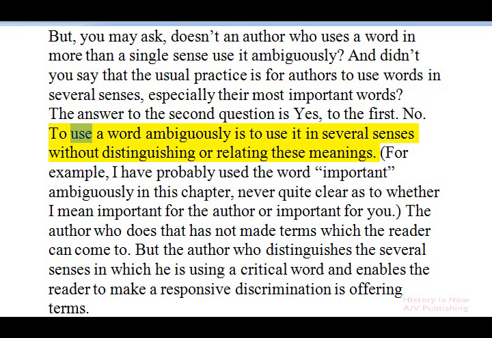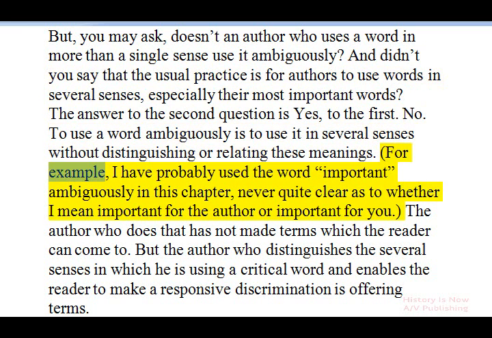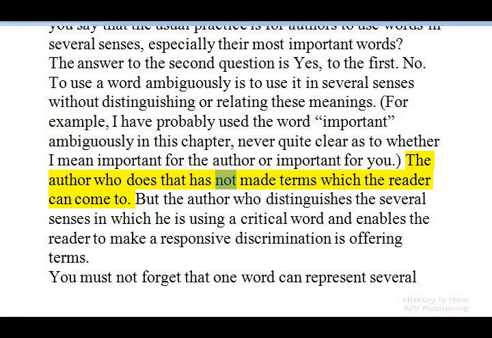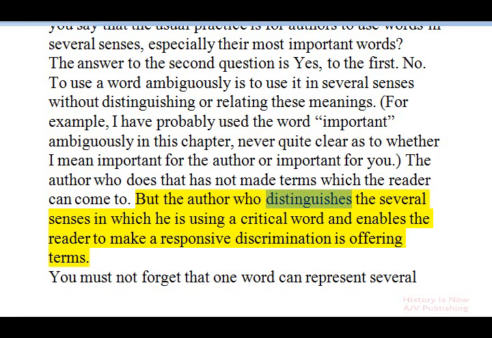no. To use a word ambiguously is to use it in several senses without distinguishing or relating these meanings. For example, I have probably used the word important ambiguously in this chapter, never quite clear as to whether I mean important for the author or important for you. The author who does that has not made terms which the reader can come to. But the author who distinguishes the several senses in which he is using a critical word and enables the reader to make a responsive discrimination is offering terms.